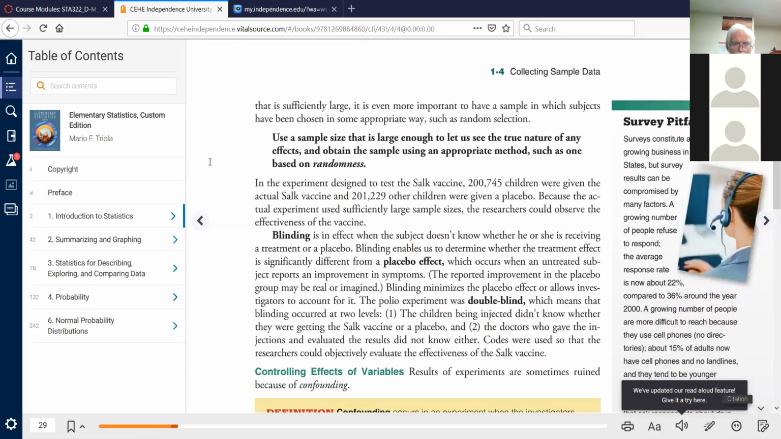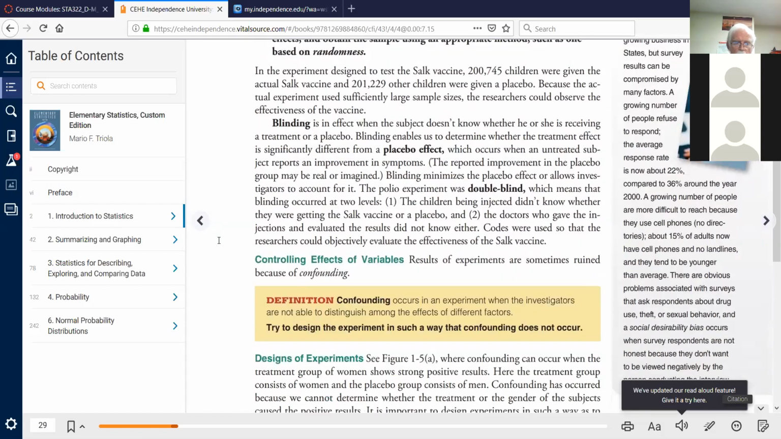So blinding is another important thing when you're doing studies that are to give a scientific result. We look at blinding. Blinding is when the subjects do not know whether or not they're receiving treatment or placebo. There's always an issue here of ethics. There are some kinds of studies where blinding is unethical.